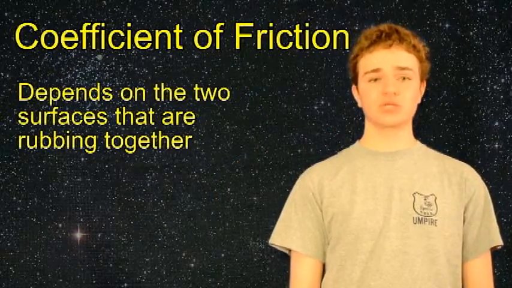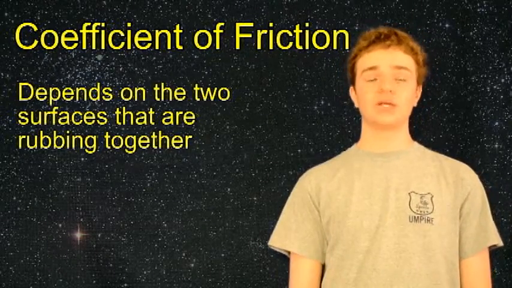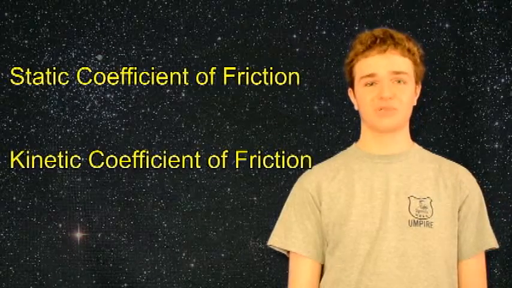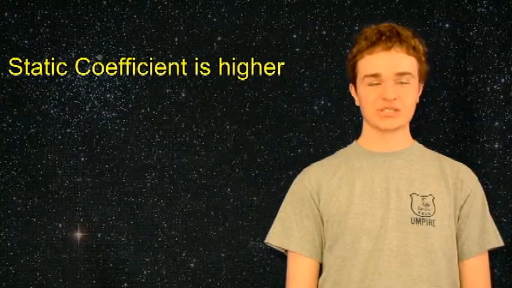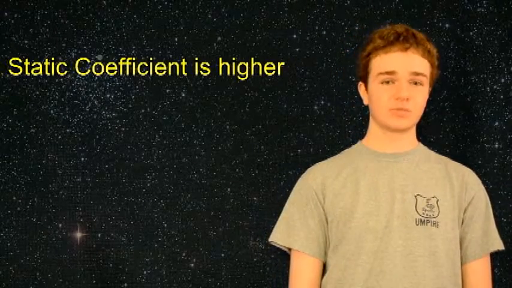The coefficient of friction is a value that differs depending on the two surfaces rubbing together. For any two surfaces, there is a static coefficient of friction and a kinetic coefficient of friction. The static coefficient of friction is higher, which means it is harder to get an object moving than it is to keep it in motion while it is already sliding.